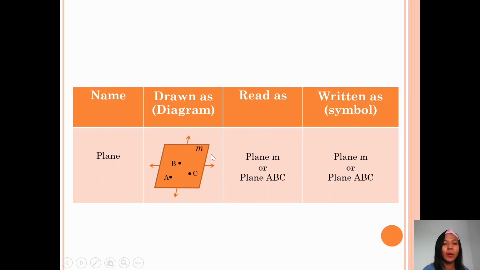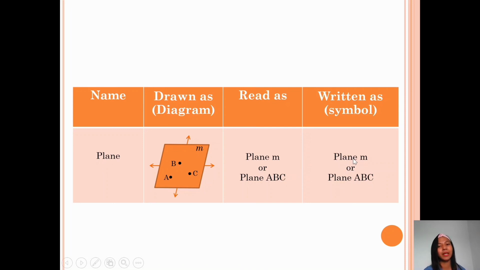In this diagram, you will call or read it with only one letter, so plane M, or with 3 points, plane A, B, C. Either of them is correct. When you write it, it's the same as how you read it: plane M or plane A, B, C.